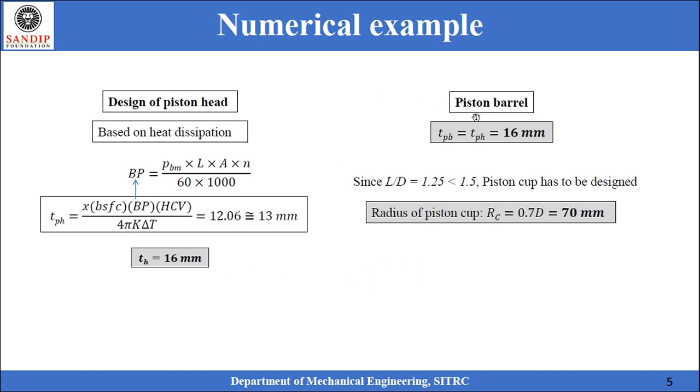Thickness of a piston barrel is calculated by using the empirical formula and comes out to be 16 mm. It can be observed that the ratio of stroke to the bore is 1.25, which is less than 1.5, which is the threshold value. Hence, the piston cup has to be designed. The radius of curvature of a piston cup, RC, can be calculated to be 70 mm. Thus, the design of piston head and barrel is over. In the next lecture, we will see how to design piston rings and the other parts of the associated structure. Thank you.